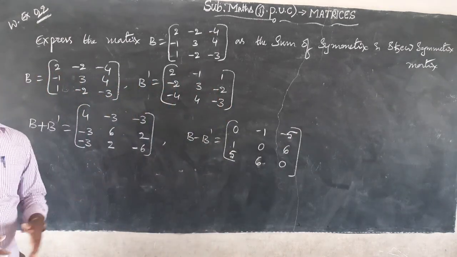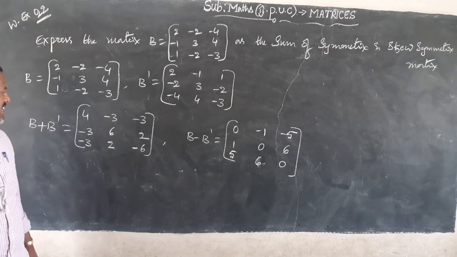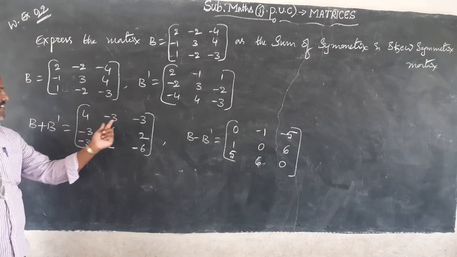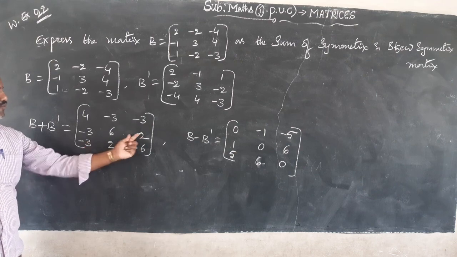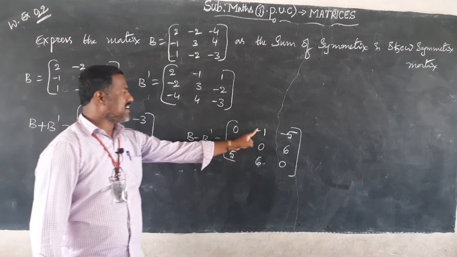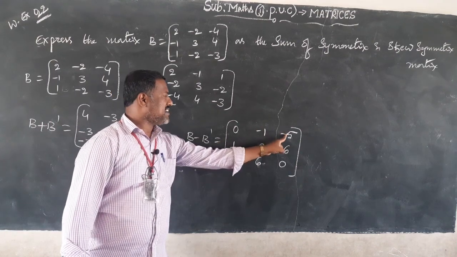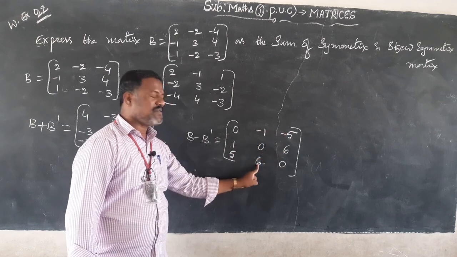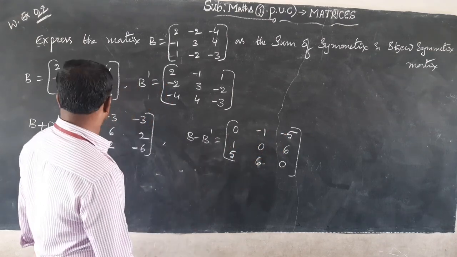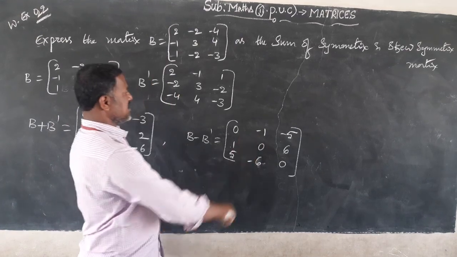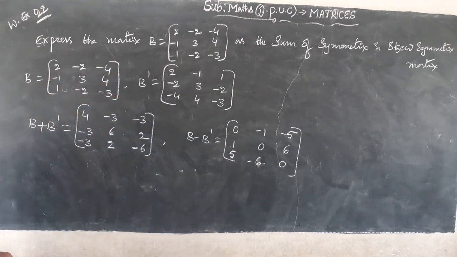So almost all you will get skew symmetric matrix. See, minus 3 minus 3, 2 2. Minus 1 plus 1, minus 5 plus 5, 6. So here we have to take minus 6. Okay. Children, is it clear?